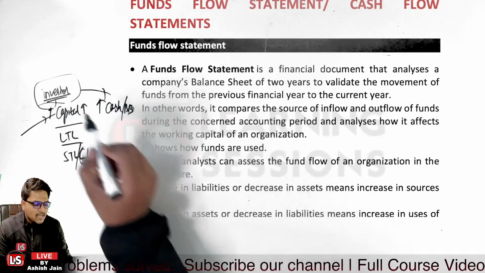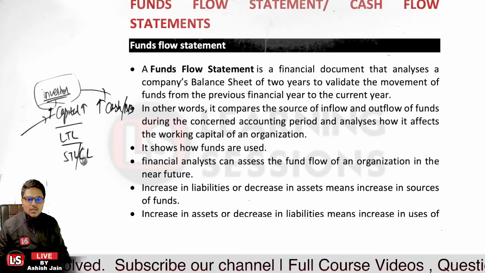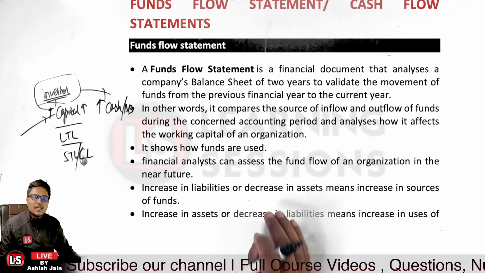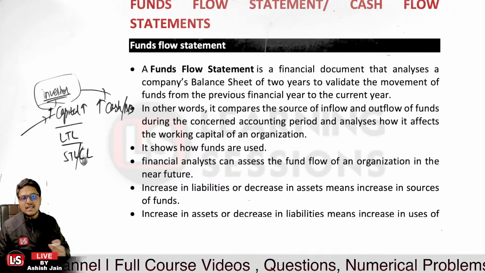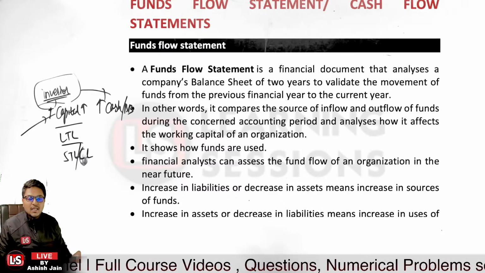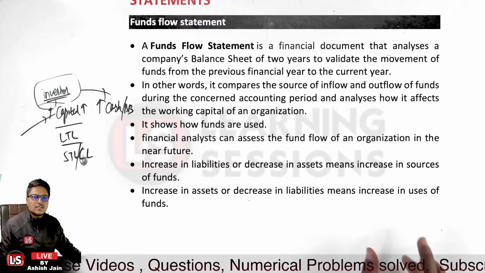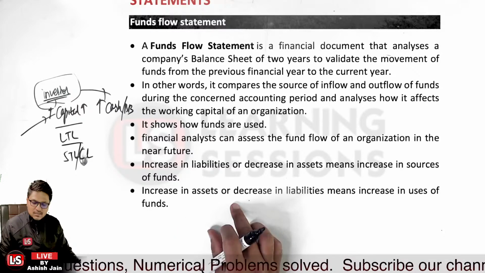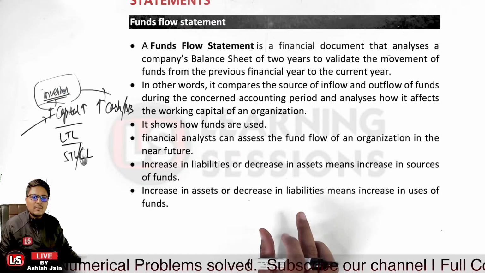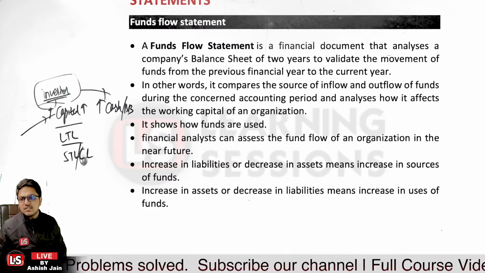So an increase in capital will also increase the cash flow over there. So increase in liabilities or decrease in assets means what? It means increase in sources of funds, that the liability side has increased. Increase in assets or decrease in liabilities means increase in uses of funds. So if there is increase in assets and decrease in liabilities, it means increase in uses of funds, that the asset part has been increased.